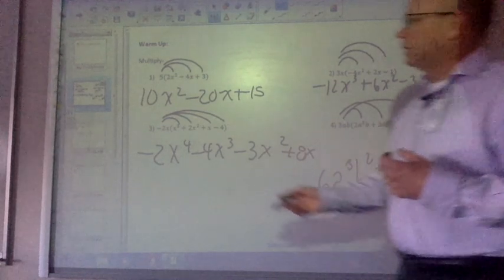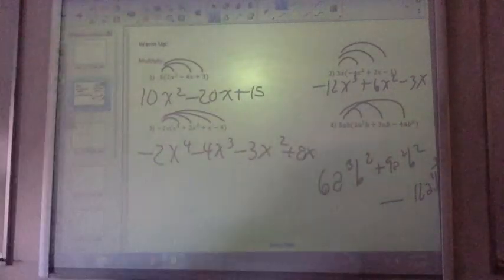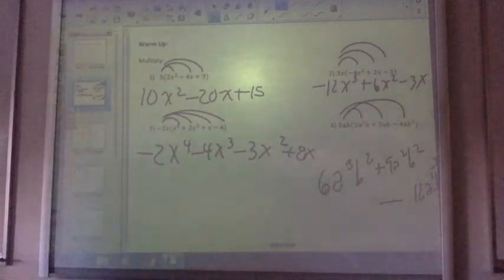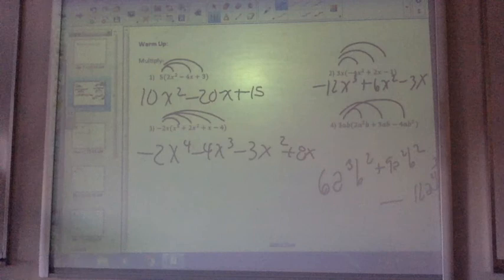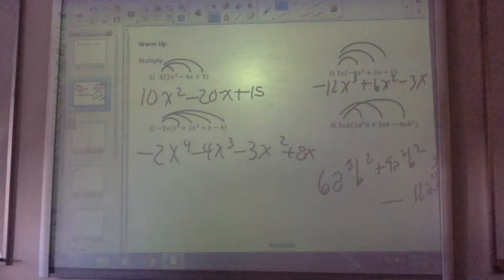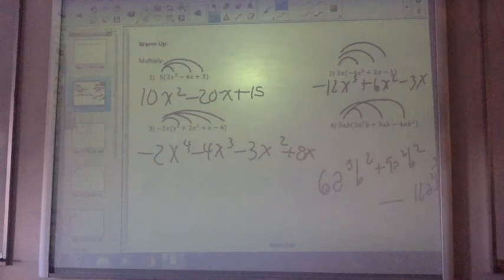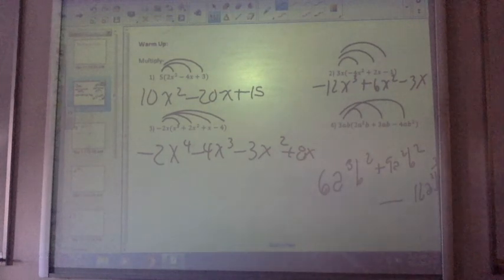But what we're going to start working on with this is we're going to start undoing it. Okay, and so when you undo it, there's times that all the terms have a number that goes into all of the numbers, or all of the terms have all of the letters, or anything like that.